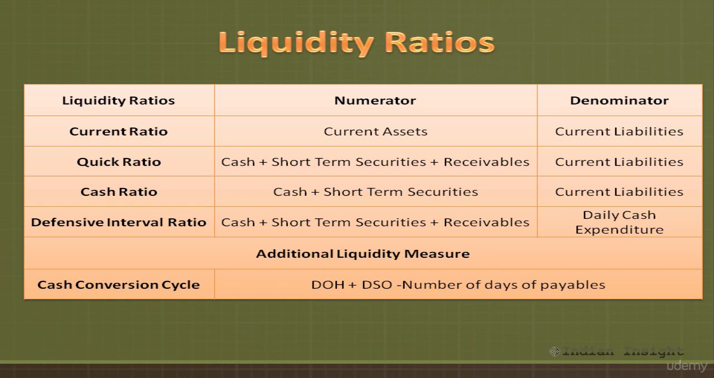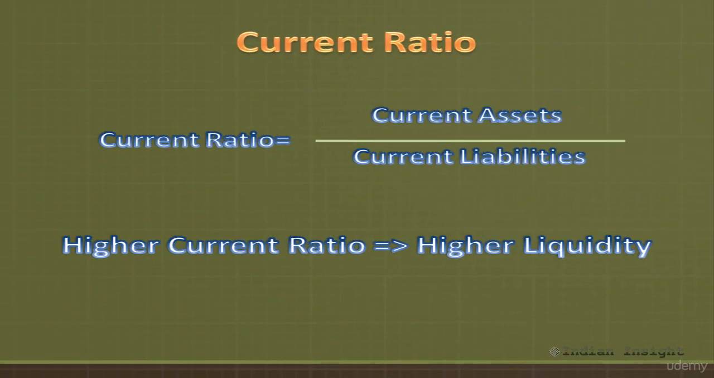Lastly, the cash conversion cycle, which is actually a financial metric and not an actual ratio, measures the length of time required for a company to go from cash paid to cash received. It is essentially the length of time funds are tied up in working capital. Let's look at each of these ratios one by one to understand them better, starting with the current ratio.